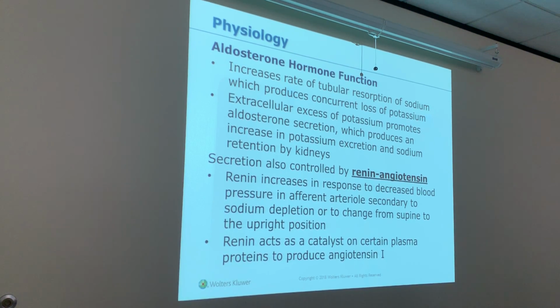So secretion is also controlled by renin-angiotensin. Renin increases with decreased blood pressure. It affects the afferent arterioles.